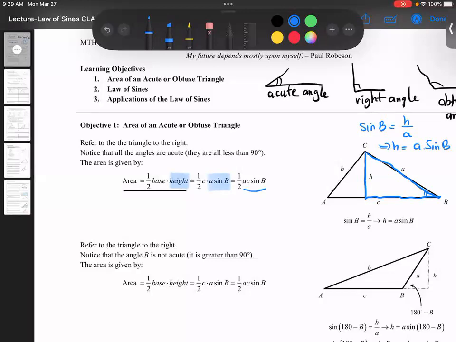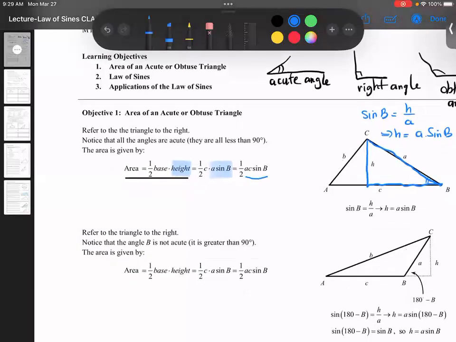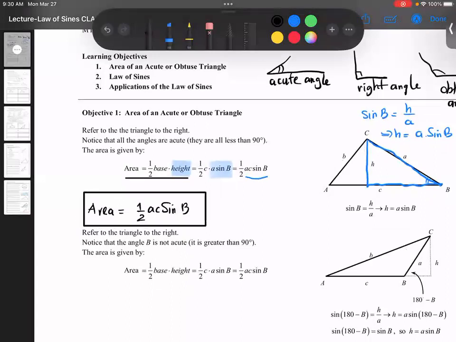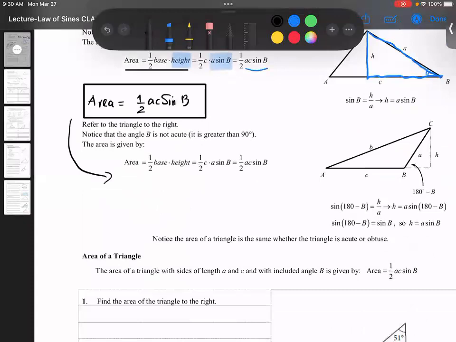Right. So now I have a new formula. Area equals 1/2 AC sine B. Now, that's a very ordinary triangle, right? What if I look at something like this? Something where B is no longer acute, it is obtuse. It's obtuse, meaning bigger than 90 degrees.